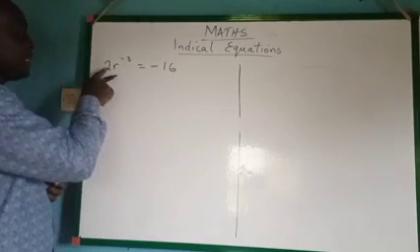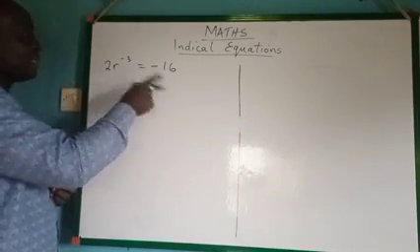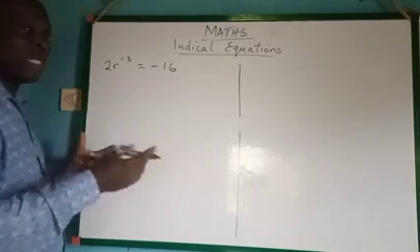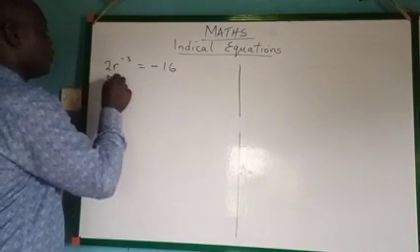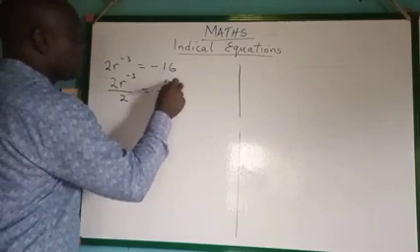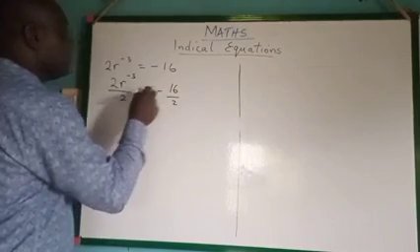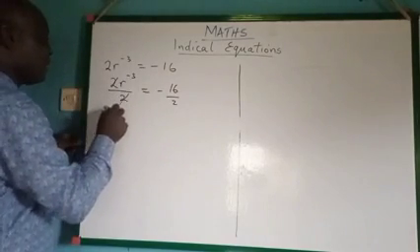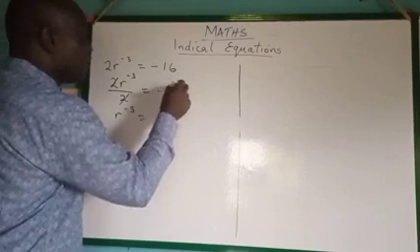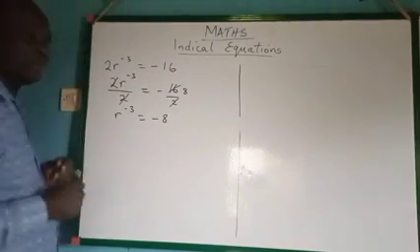You can see that 2 is common to both sides, the right hand side and the left hand side of this equation. What you do is to divide both sides with 2. So we now have 2r raised to power minus 3 divided by 2 is equal to minus 16 divided by 2. If we have that, these 2 we cancel, we have r raised to power minus 3, and that will give us 16 divided by 2, we have 8. So this one will now be minus 8.